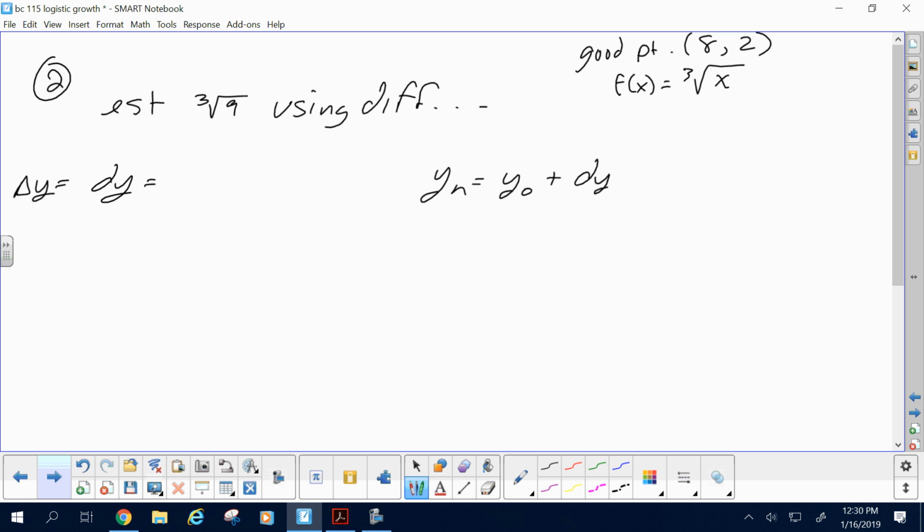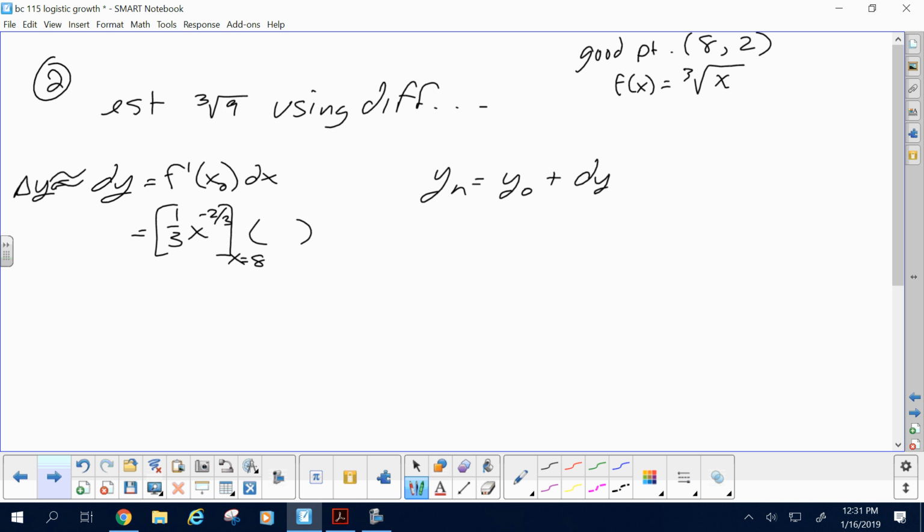All right, so dy is f prime at x initial times some change in x. The derivative of x to the 1/3 is 1/3 x to the negative 2/3. And we're going to do that at x equal 8. And what's dx?